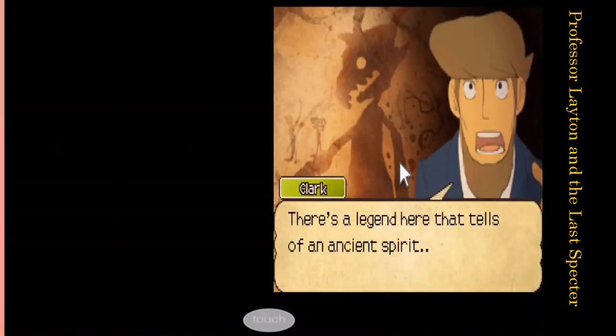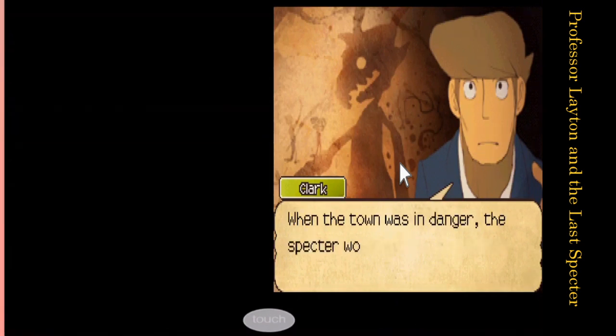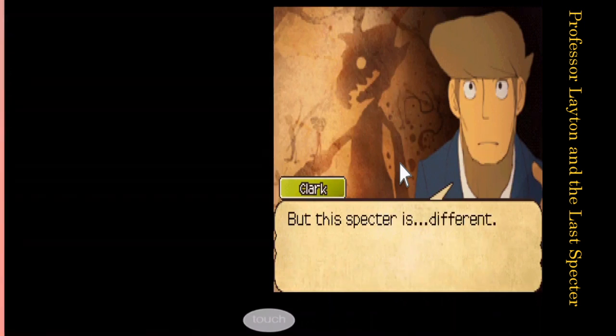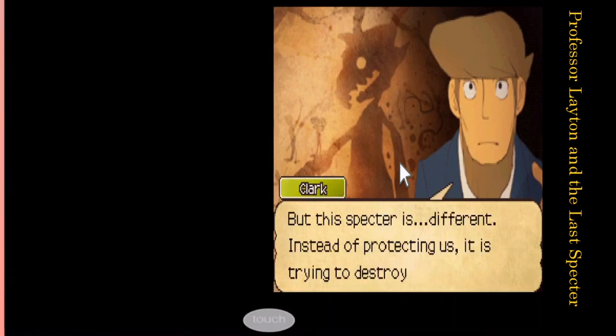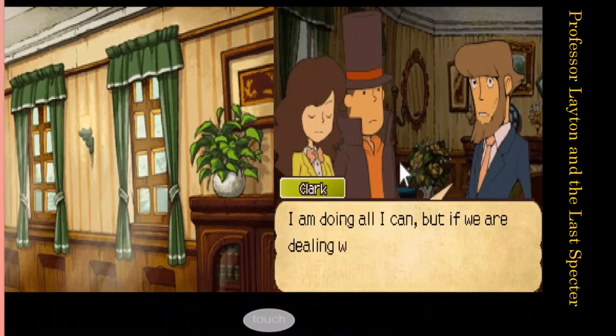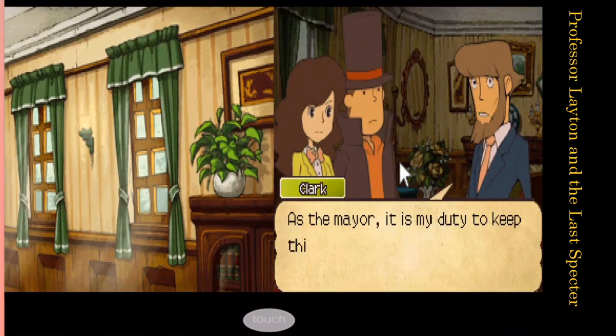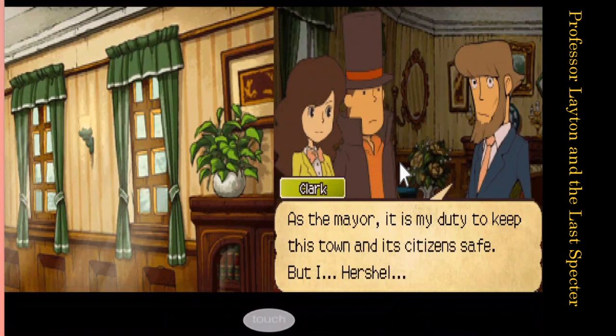There's a legend here that tells of an ancient spirit, a Specter. When the town was in danger, the Spectre would act as Miss Tollery's guardian in its moment of need. Miss Tollery. It's called Miss Tollery. But this Spectre is different. Instead of protecting us, it is trying to destroy us. I am doing all I can, but if we are dealing with an ancient entity, then I fear my efforts are in vain. As the mayor, it is my duty to keep this town and its citizens safe.